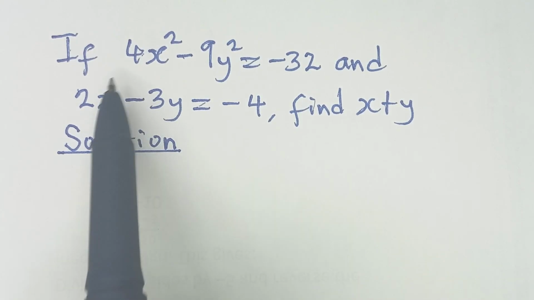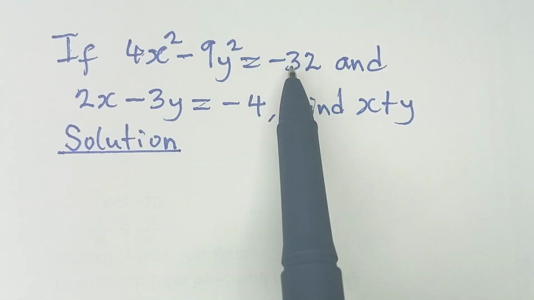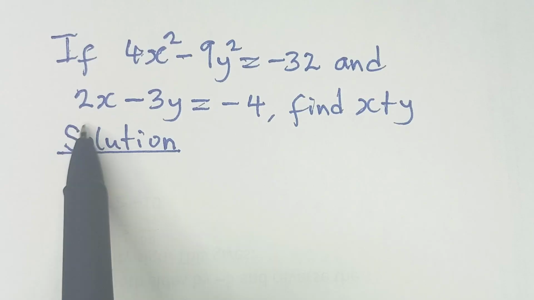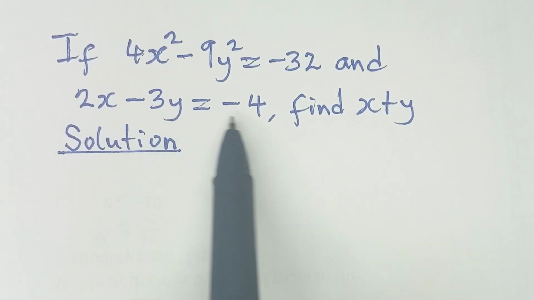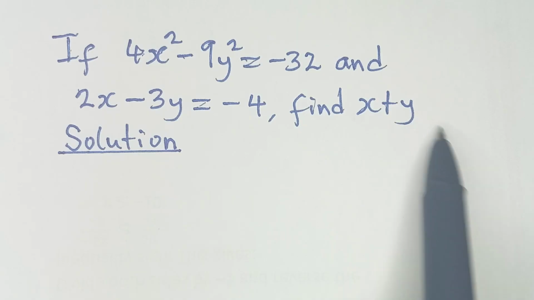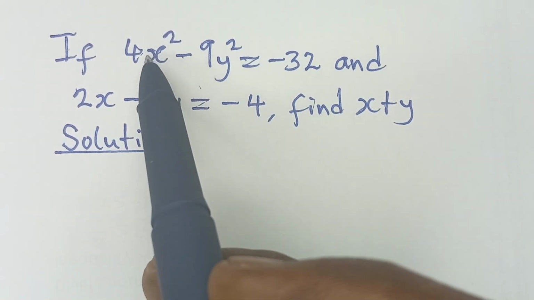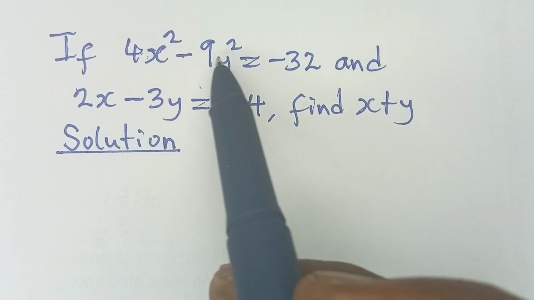The question here says if 4x squared minus 9y squared is equal to negative 32 and 2x minus 3y is equal to negative 4, find x plus y. Now for us to solve this, let's look at these terms here.